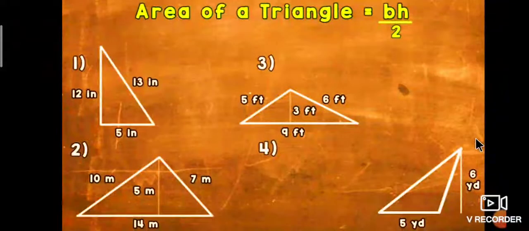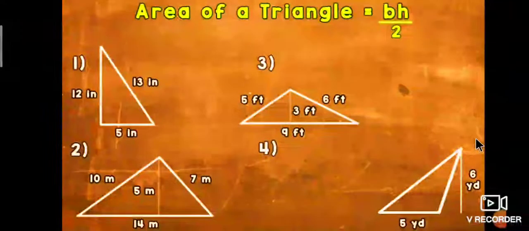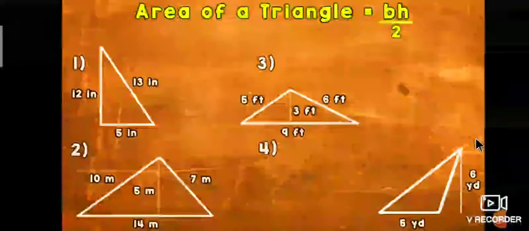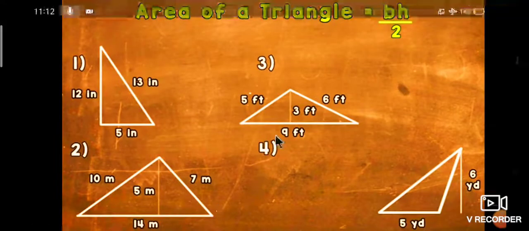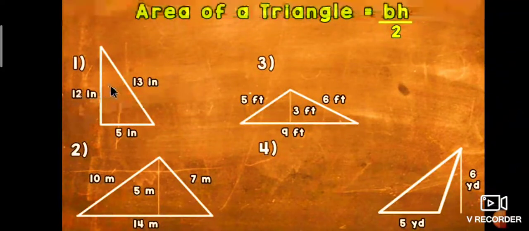Next students, the area of a triangle is equal to half into base into height. That is the formula. Using this formula, find the area of given triangles. In the first triangle, one side is 12 inches, hypotenuse is 13 inches, and the third one is 5 inches.